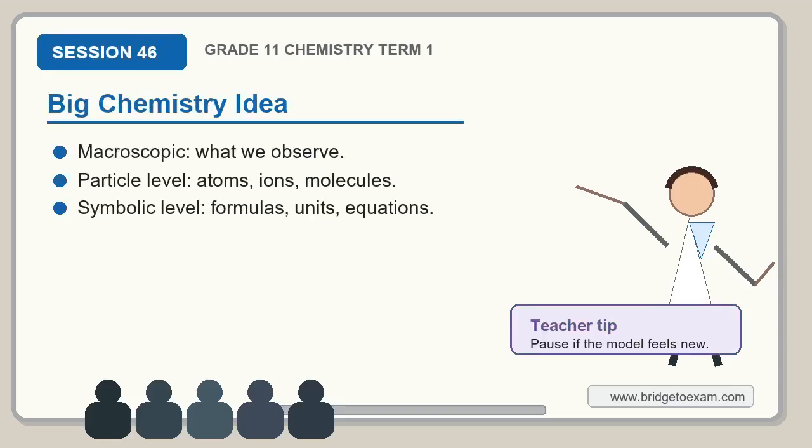First, keep the three chemistry levels together. Chemistry explanations should not be only answers. A claim states what you think. Evidence gives data or observations. When you feel stuck, ask, what did I observe? What are the particles doing? And what symbol or calculation represents it?